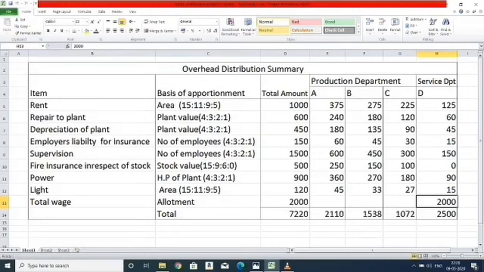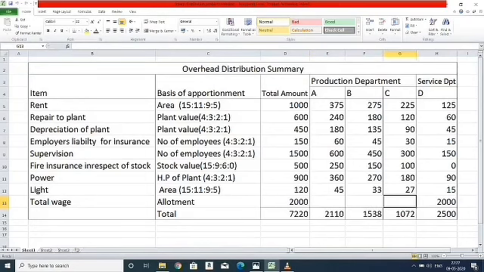Then after distribution of all these items, our production department overhead total comes to 2110. Then for B that comes to 1538, and for C that comes to 1072, and then for the service department 2500. That 2500 included this total wage. We directly allocated that total wage to the service department column. We take these direct expenses only in case of service department. We will not take these direct expenses in the columns of production departments.